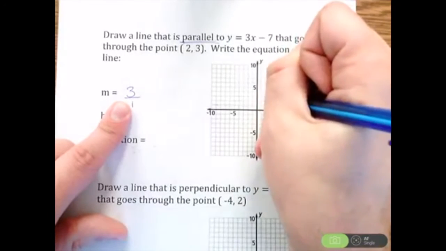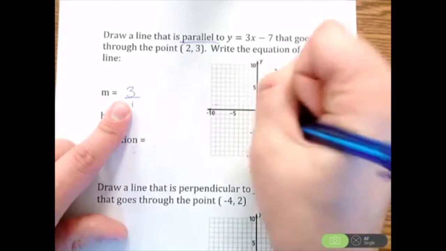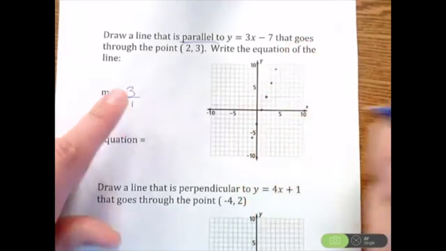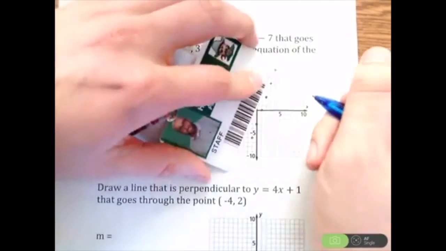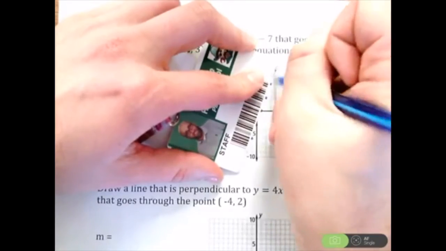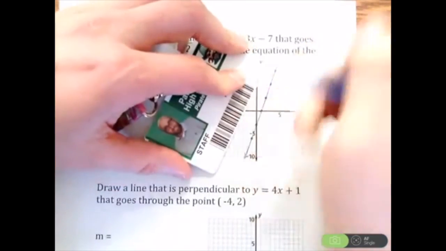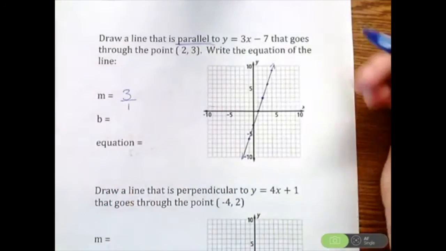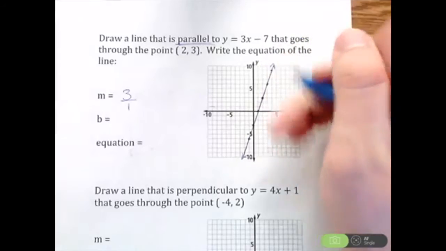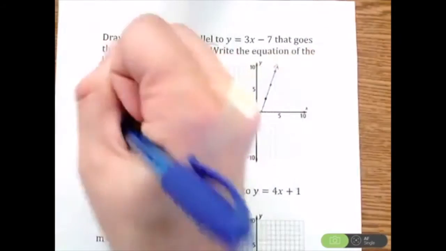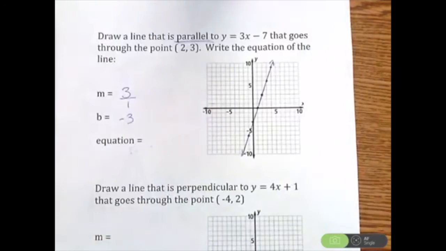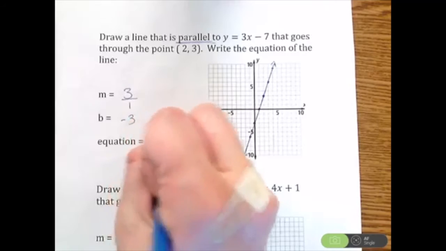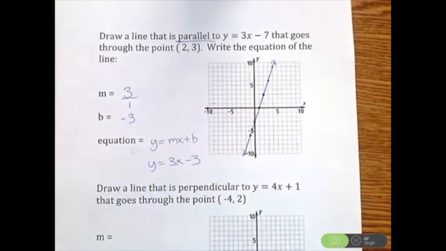And I could go the opposite direction, down 3 to the left 1, down 3, left 1, down 3, left 1, and that's enough points. Take my ID, line them up, and I have my new line. All that we need to do is figure out b, which is my y-intercept, and then I can come up with an equation. So I am crossing the y-axis at negative 1, 2, 3, negative 3. So I'm going to write my equation. I'm going to write it of the form y equals mx plus b. So y equals 3x minus 3.